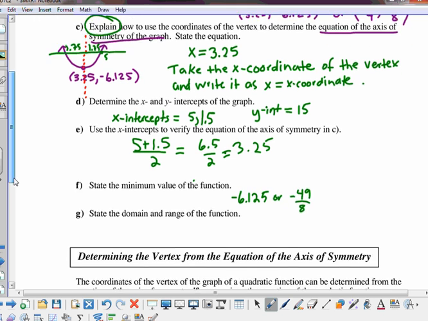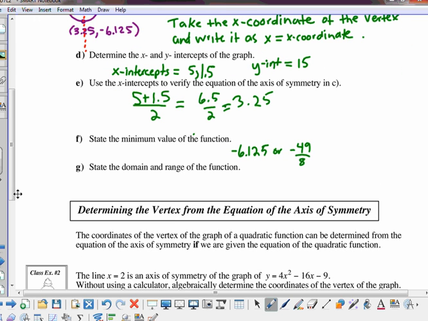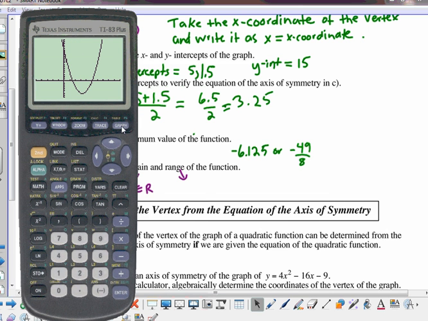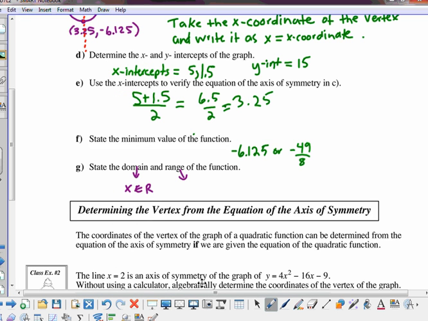And then last, we'll state the domain and range. So what would be the domain? Will it keep going to the left and right? Yes. So x, all real numbers. Range. So looking at our graph, how low did the graph go? There was a minimum value at negative 6.1. So once you know that minimum value or max value, that's going to give you your range. Y is greater than or equal to, because it's a minimum, negative 6.125.